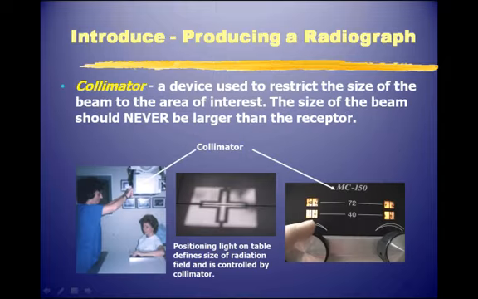The collimator is a device used to restrict the size of the beam to the area of interest. The size of the beam should never be larger than the size of the receptor. So you do that right there, as you can see the operator on the left turning dials to control the size, 8 by 10 or 10 by 12, however your receptor is identified by size. You control the size of the beam to match the size of the receptor or smaller.